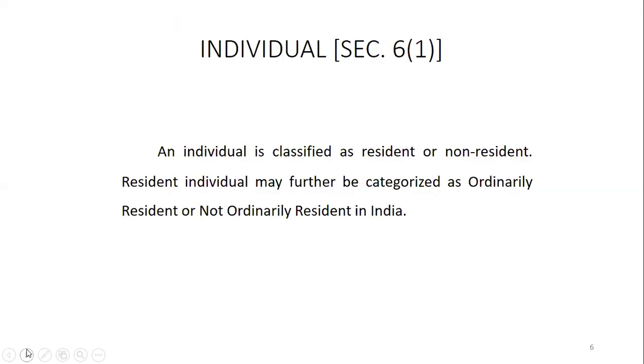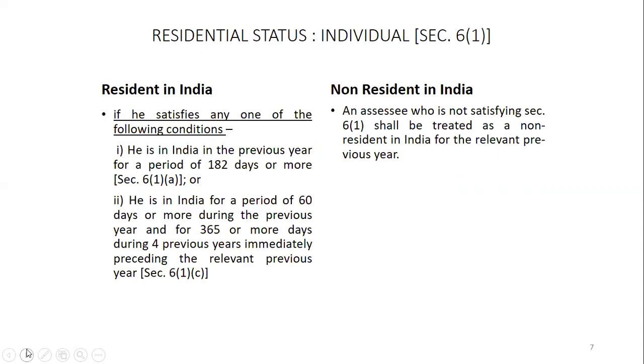Now we will discuss first of all the individual, which is mentioned in section 6 subsection 1. An individual is classified as resident or non-resident. A resident individual may further be categorized as ordinarily resident or not ordinarily resident in India, as we have discussed in our previous slide in the chart also. In the case of an individual under section 6 subsection 1, first of all, we will discuss resident in India.